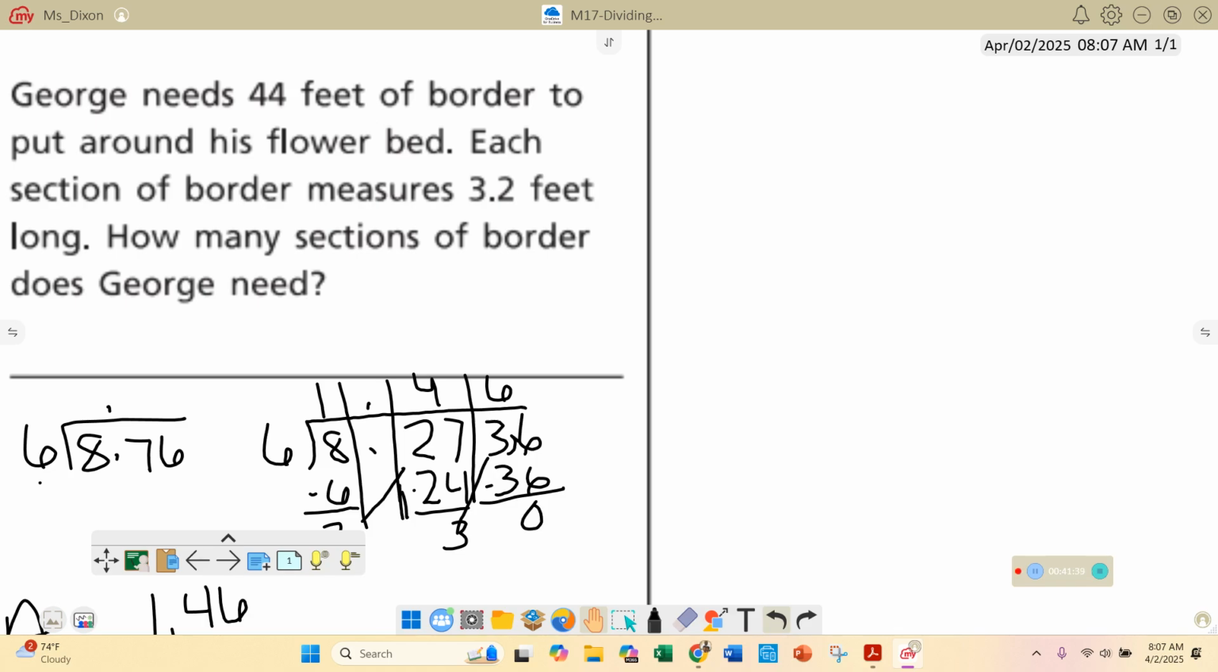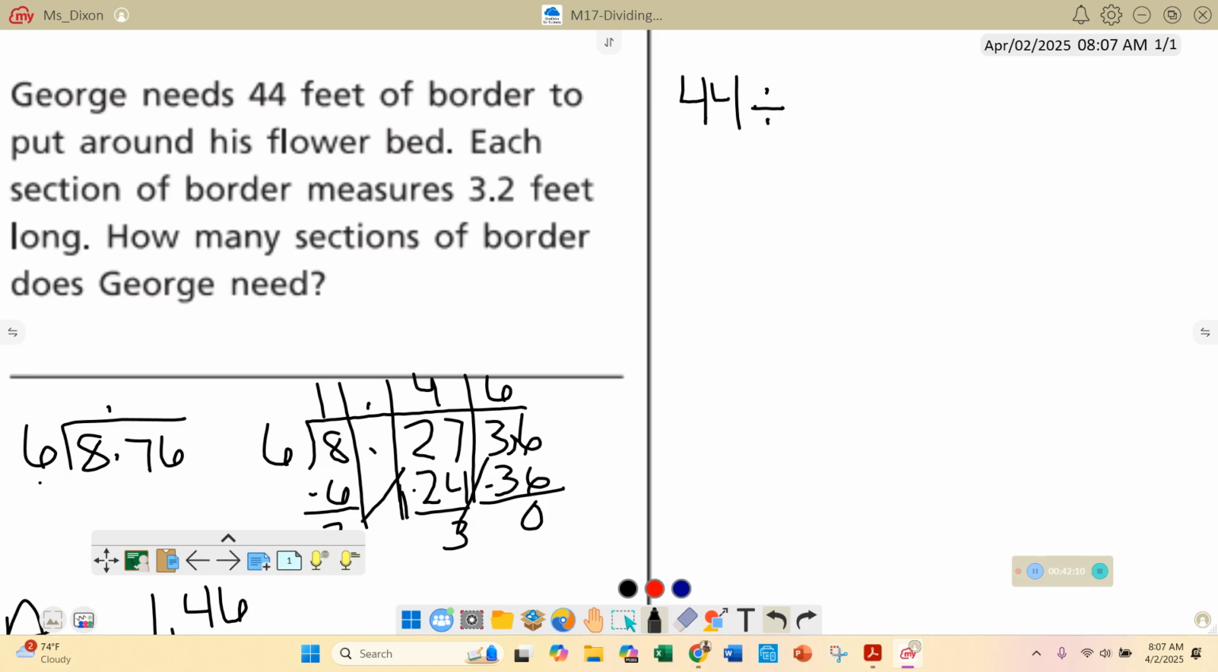All right, so let's work out this problem. The total that we need is 44 feet. We are putting it in sections of 3 2/10 feet. To figure out how many total sections he needs, we are going to need to divide. Your total or your dividend is 44.